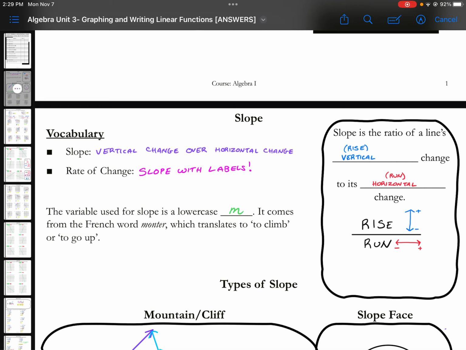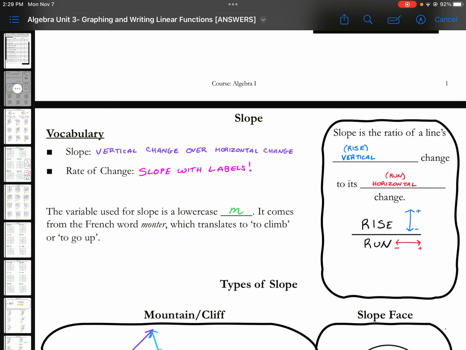Once you've copied down the cover page for the Unit 3 packet, make sure you copy down these notes. This is on page 2, the top of page 2. If you want to pause the video to copy down these notes, you can. If not, they're also available on Google Drive for you.